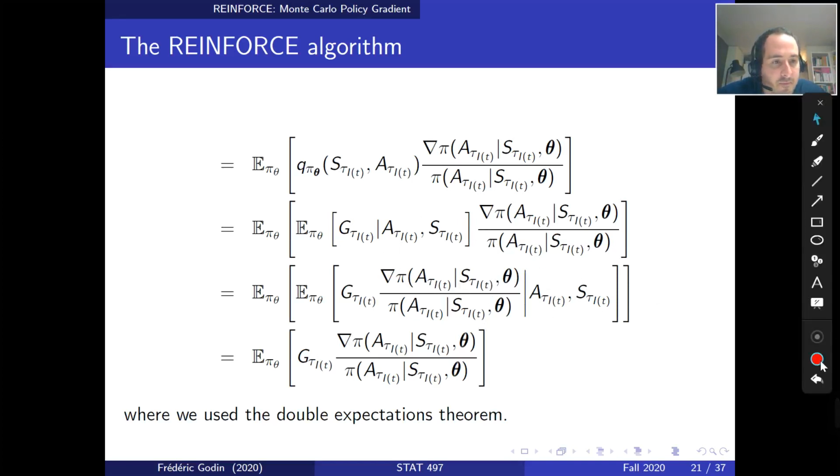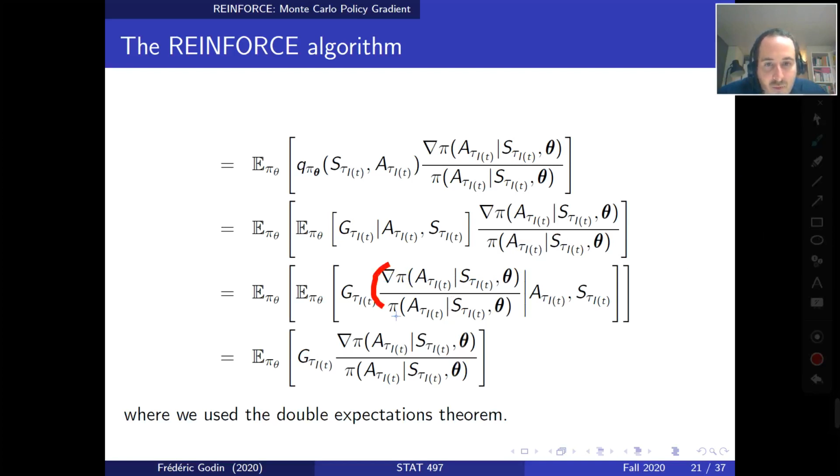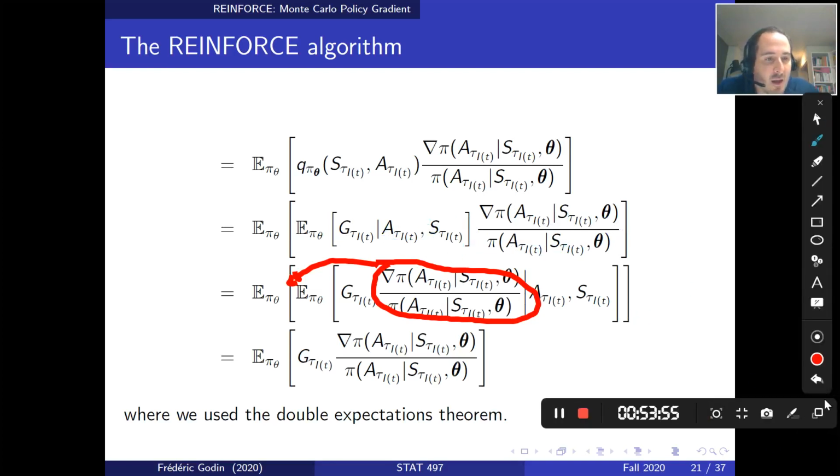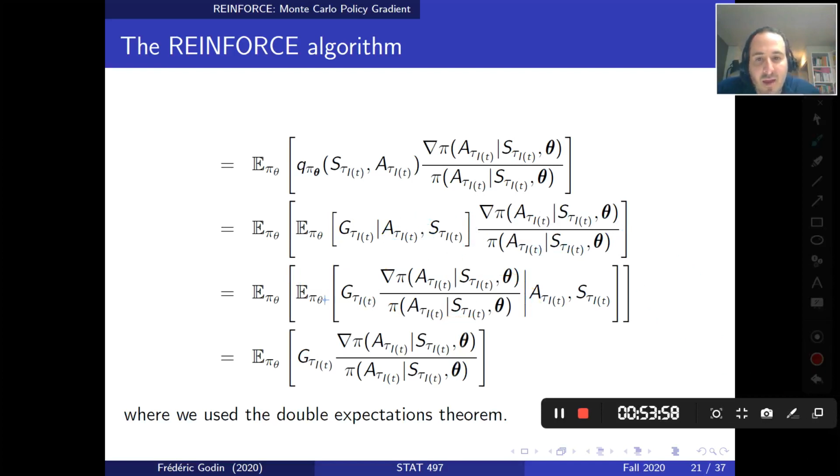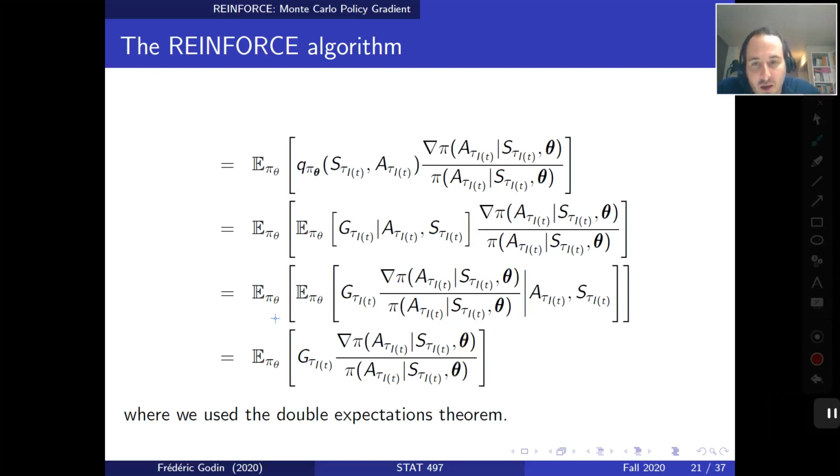If we're in the third line, we can take this and put it out of the conditional expectation because we condition on action A and state S, so we can get to here. To go from here to here, it's easier to see it in the opposite direction. For those who did more advanced probability, it's simply because action A and S are measurable with respect to the sigma algebra generated by these, so we can obtain this. And once we're in the third line, then it's simply a double expectation. The unconditional expectation of a conditional expectation is simply the unconditional expectation itself.